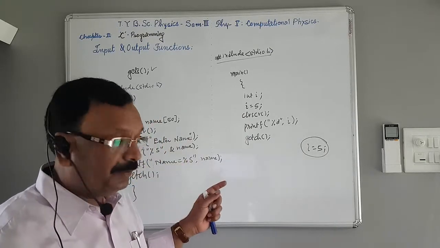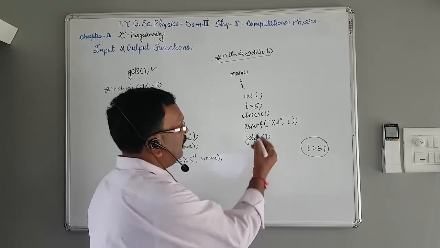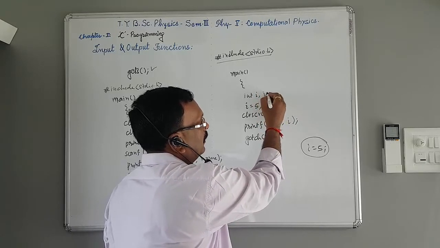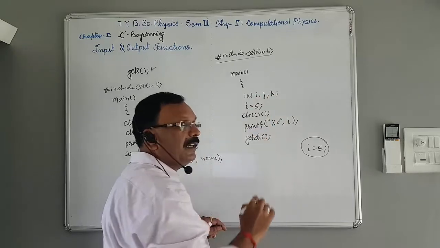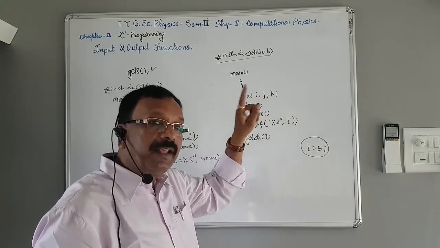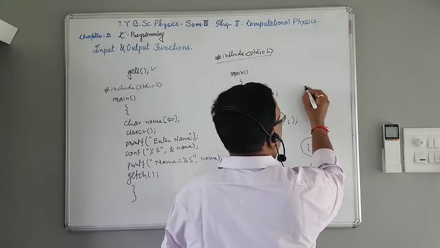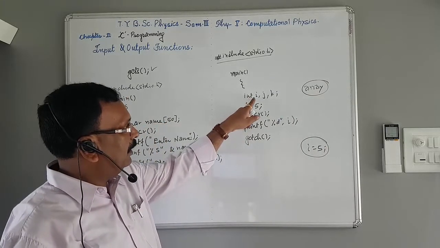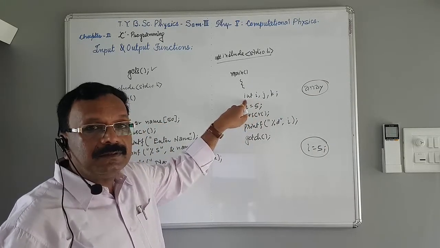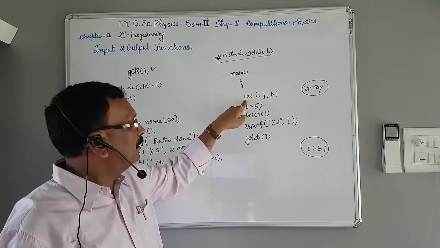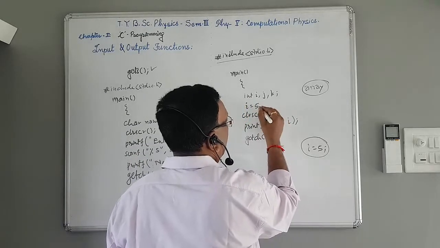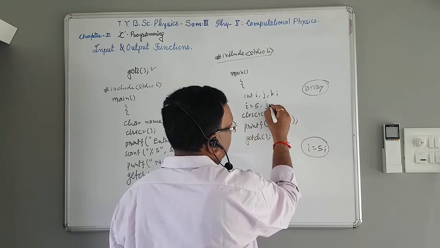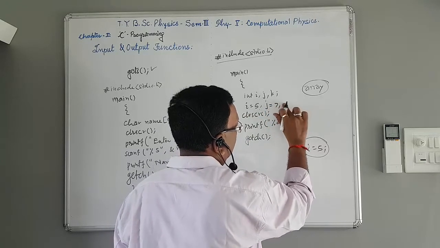Now, like scanf, we can enter a single statement, or we can declare multiple variables of a similar type of data, called an array. An array is nothing but a group of similar type of variables. And if we declare multiple variables in a single statement like this, we assign 5 to i, 7 to j and 8 to k.